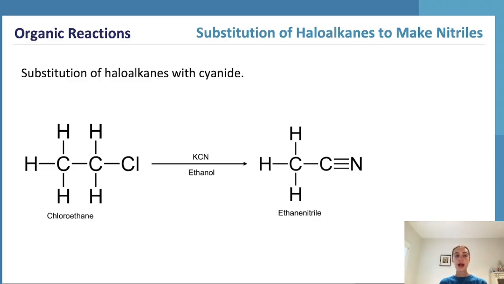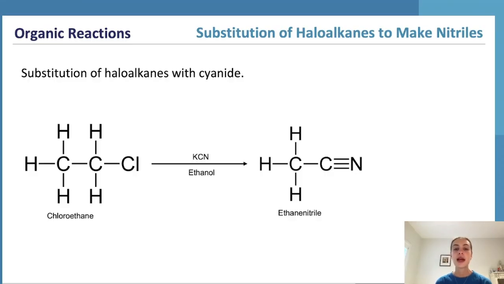The next one we want to look at is the substitution of haloalkanes to make nitriles. This is done by substituting haloalkanes with cyanide. So for example, again starting off with chloroethane, if we are to use KCN, which is potassium cyanide, in ethanol, the potassium cyanide must be in ethanol in order for this reaction to occur. We can then combine that with the chloroethane, and this will produce ethane nitrile.